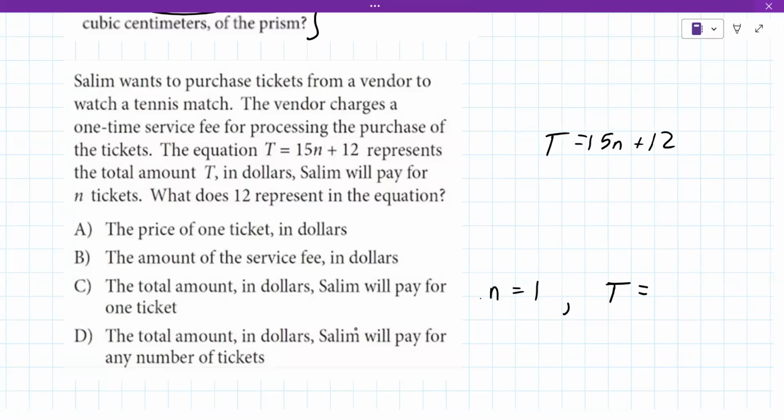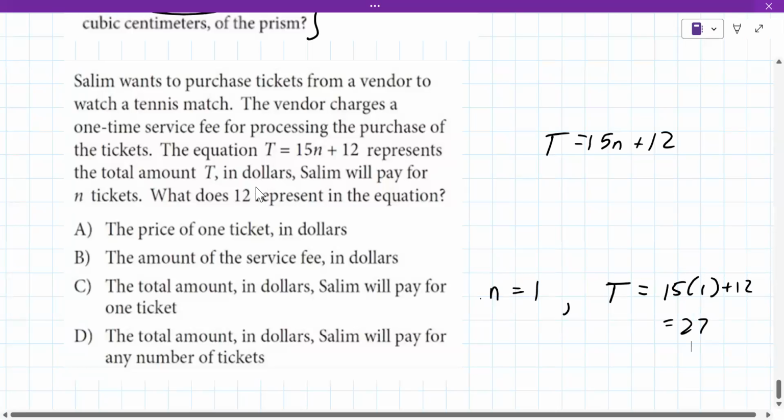Maybe you're not following here. So 15 times 1 plus 12 is 27. Oh, it'd be 27. Okay, I was trying to think how. So is that correlation true? What the 12 represents?